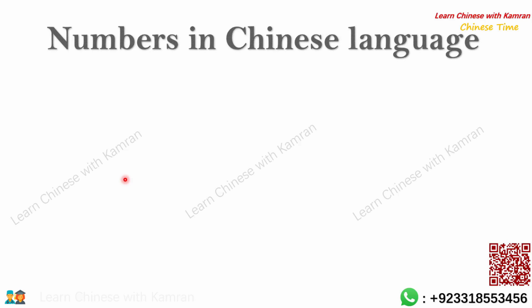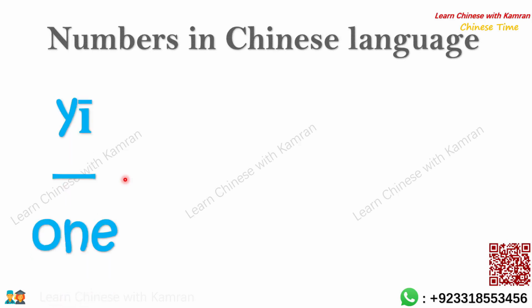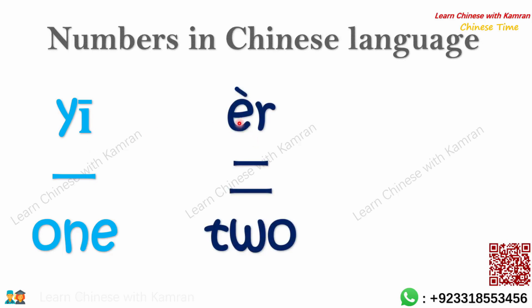Numbers in Chinese language. The first number is 1. 1 is the easiest number and very easy to write and speak in Chinese language. It is written like this, just one line starting from left to right, and it is pronounced as yi. The second word is fourth tone, this is er. It is written as 2 horizontal lines, er.